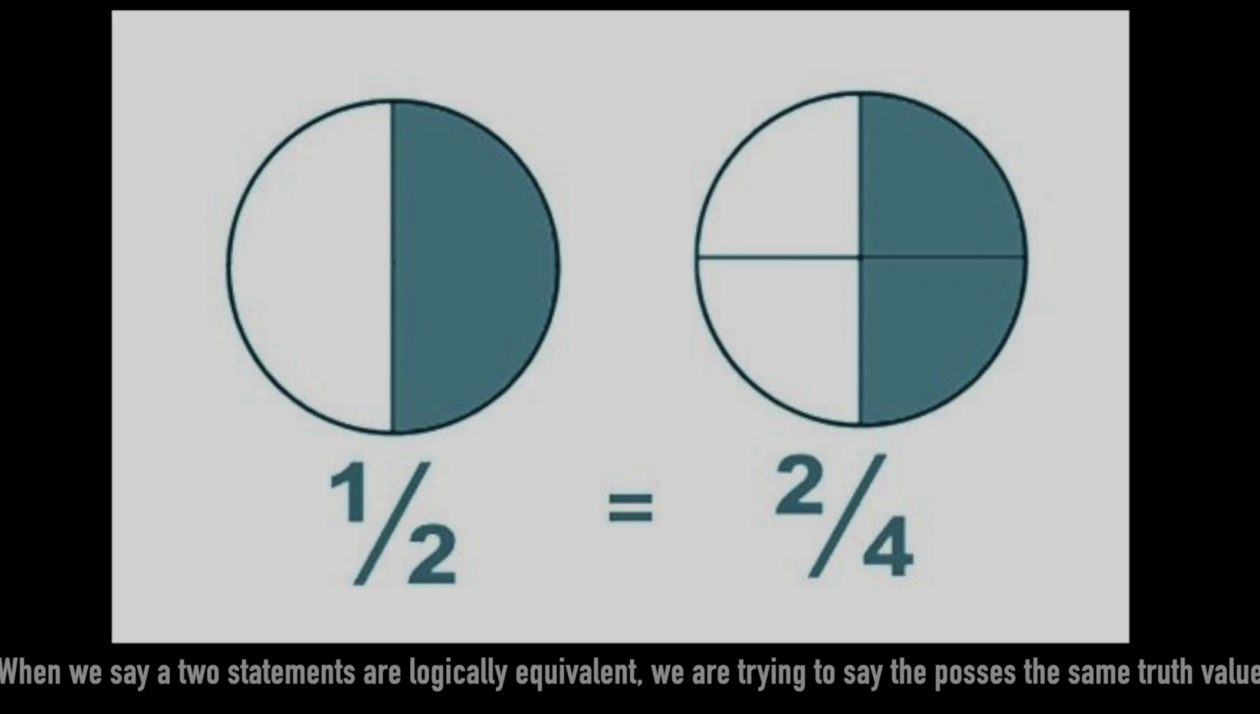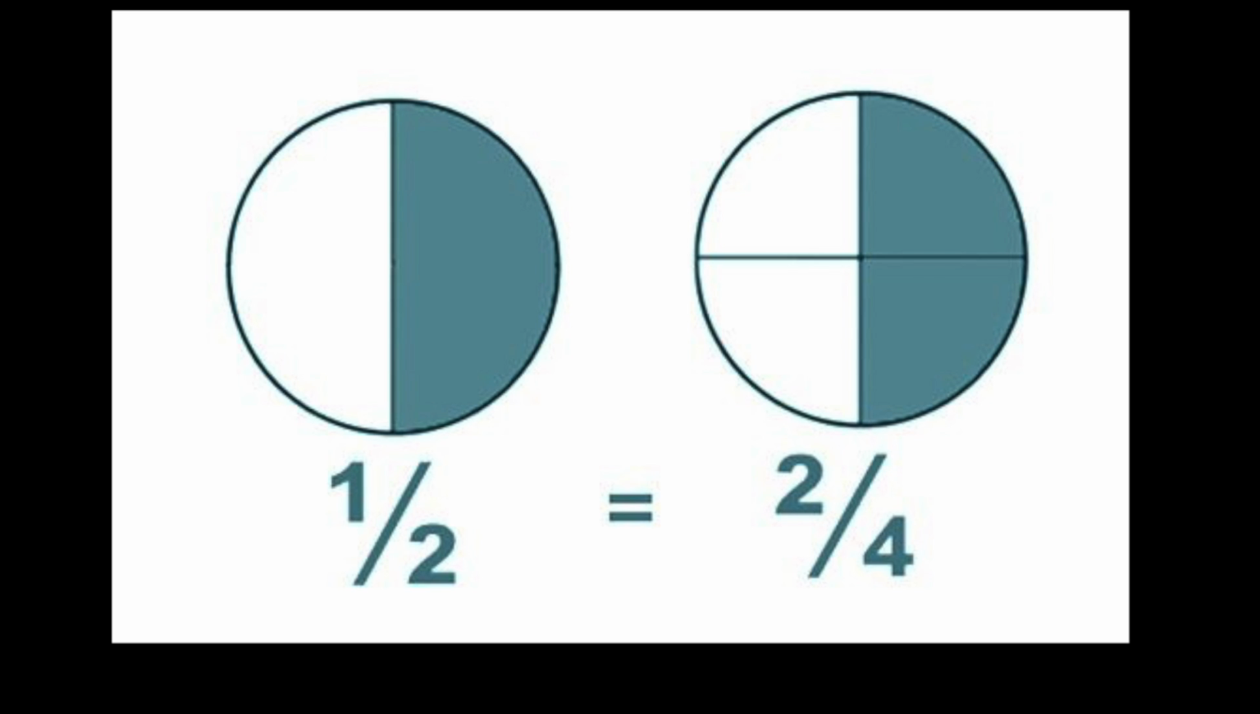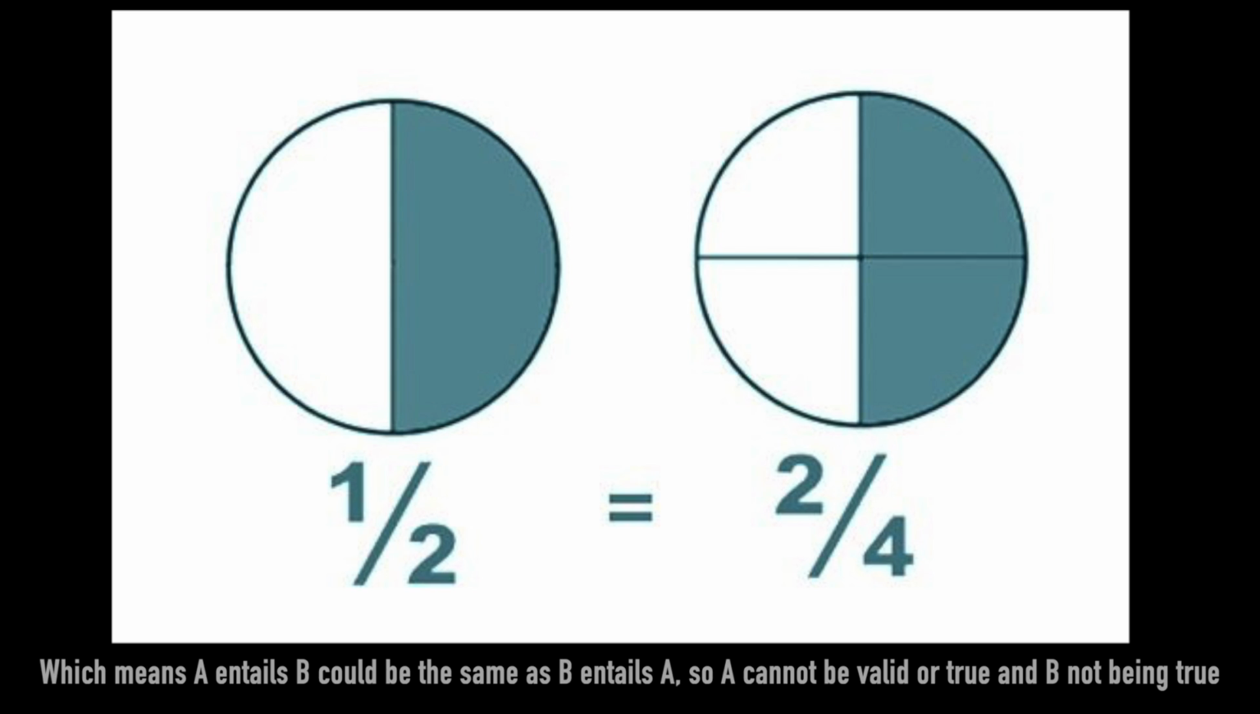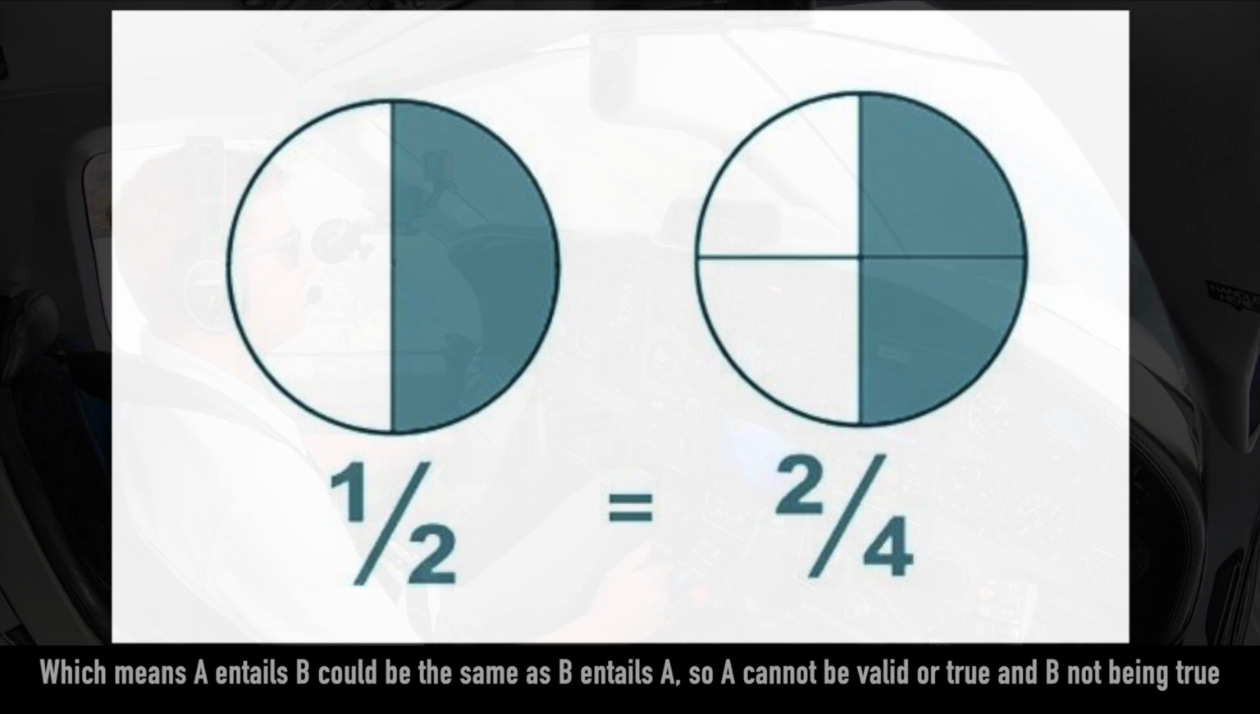My name is Pakwesi. Today I'm here to speak about logical equivalence. When we say two statements are logically equivalent, we are basically trying to say they possess the same truth value, which means A entails B could be the same as B entails A. So A cannot be valid or true and B not being true.